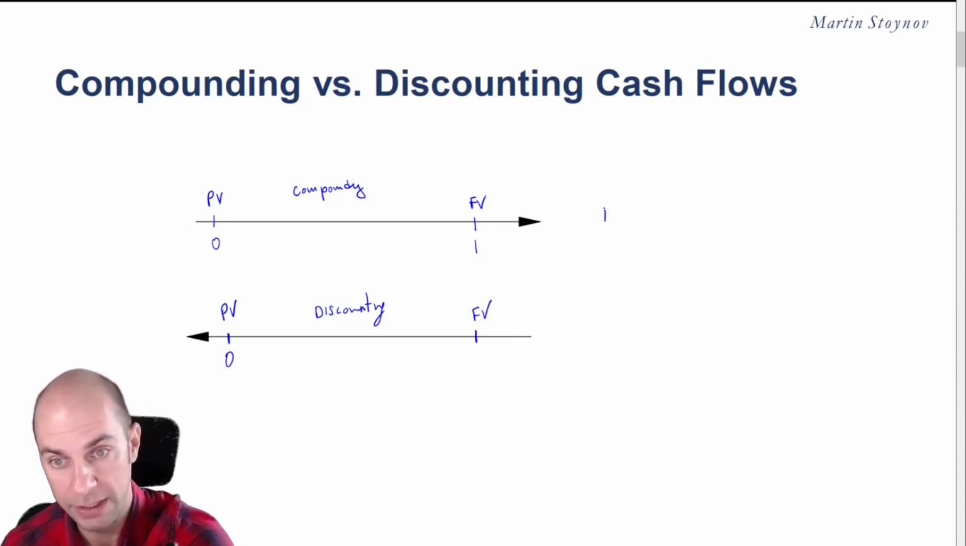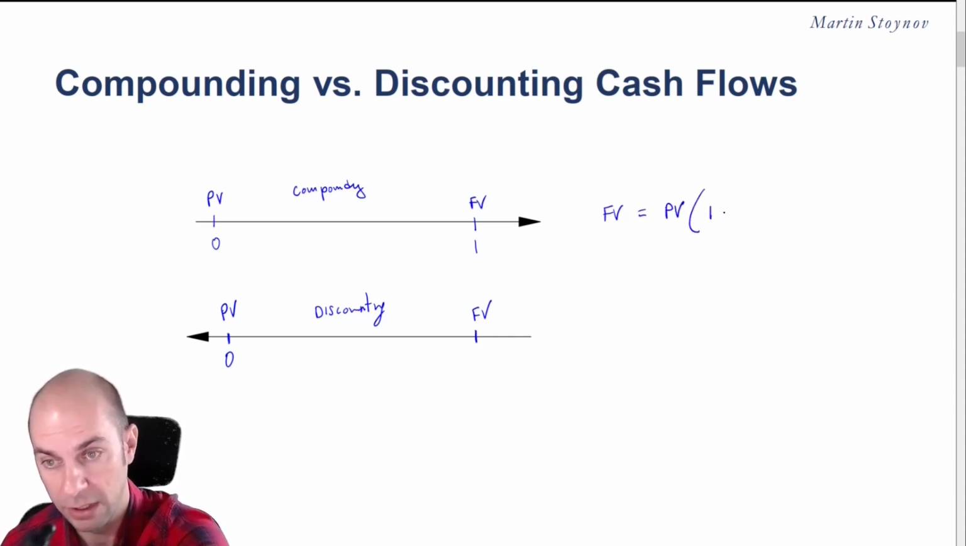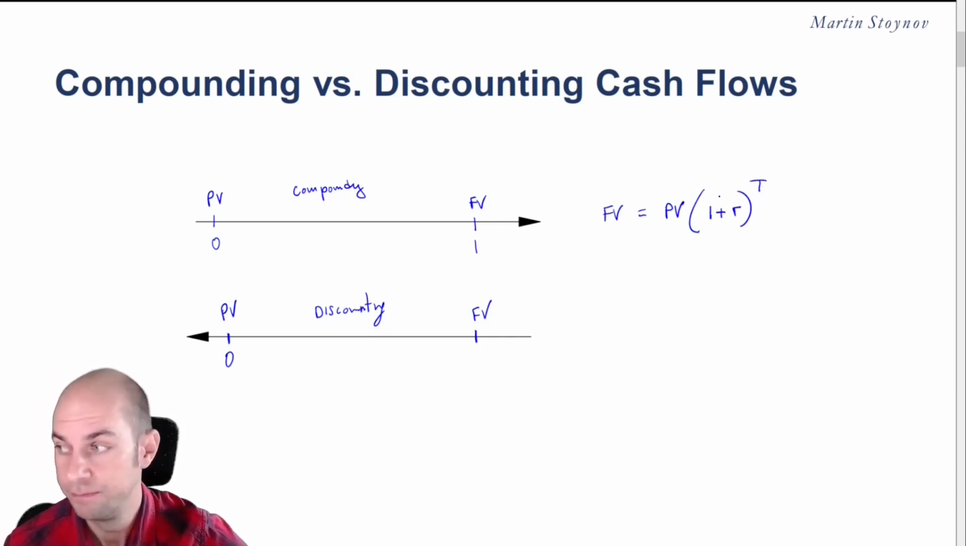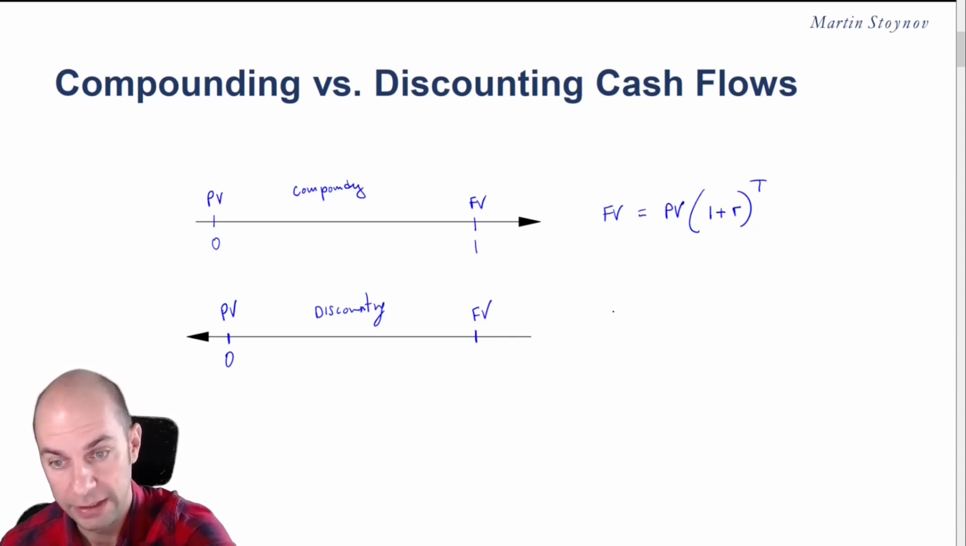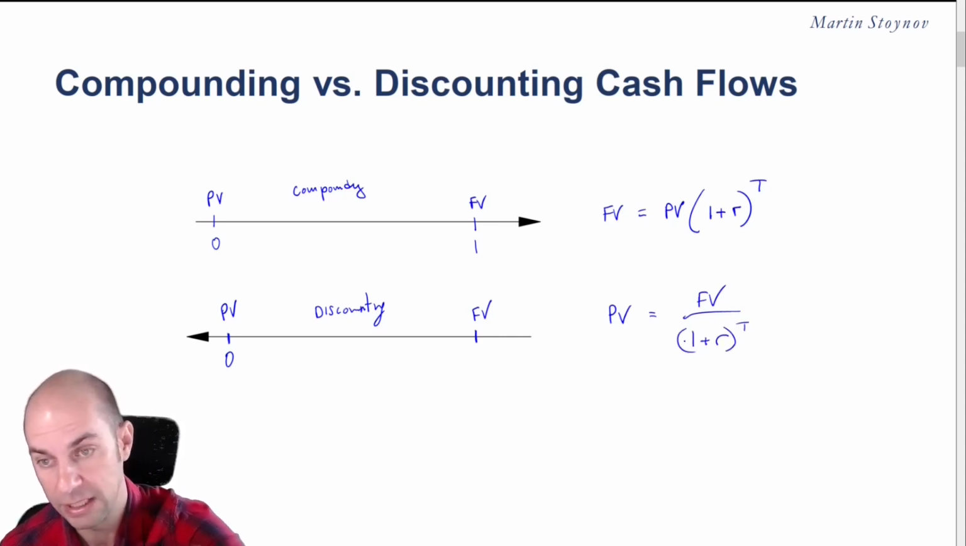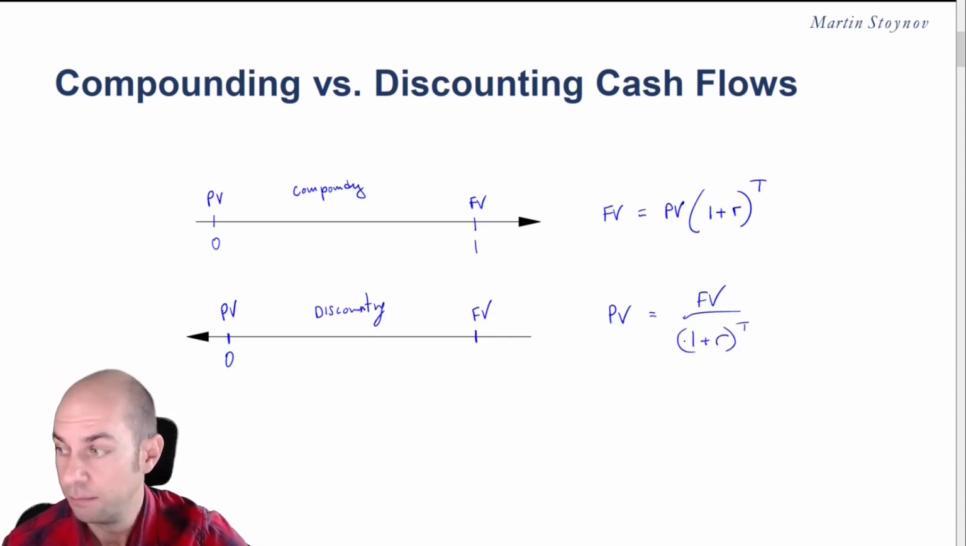Our basic formula to obtain the future value of an investment: we take the present value, then we compound as 1 plus r to the power of t. Of course, this is assuming annual compounding. If we were discounting the future value because we wanted to obtain the present value, then we take that future value and divide it by 1 plus r to the power of t. And again, that is assuming annual compounding.